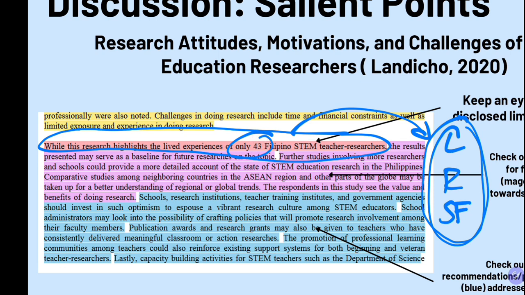The next part, however, where we have further studies involving more researchers and schools could provide a more detailed account, is now referring to suggestions for future research. So notice that we say it's talking about suggestions for future research because there's also a mention of what further studies can do, okay, and what they can specifically address.